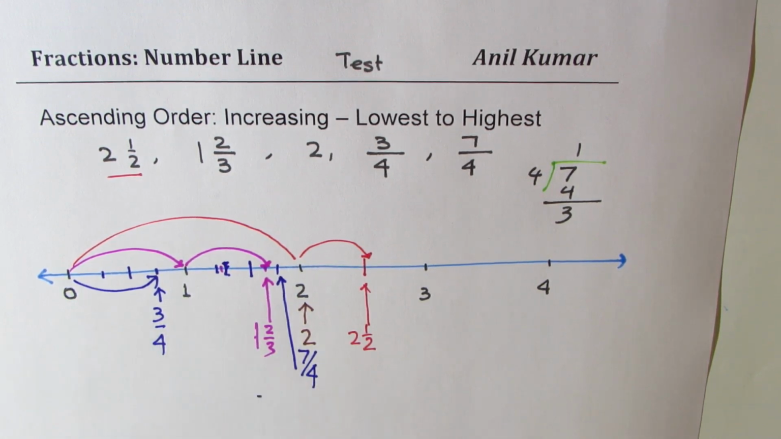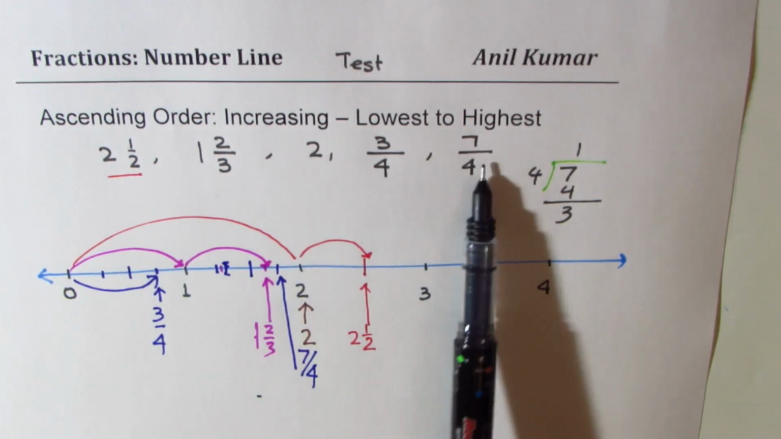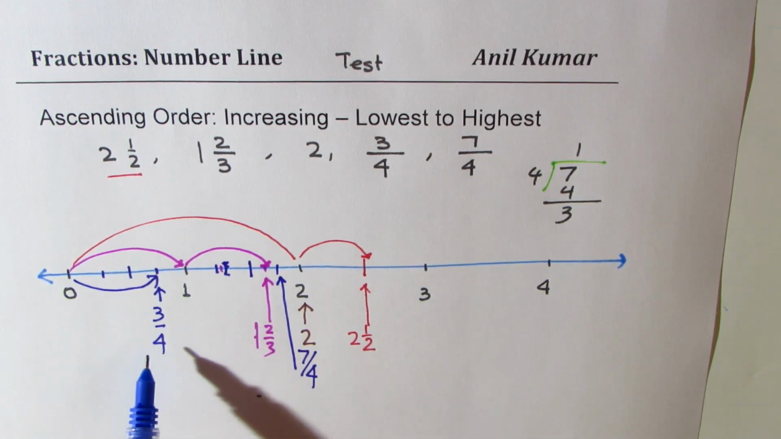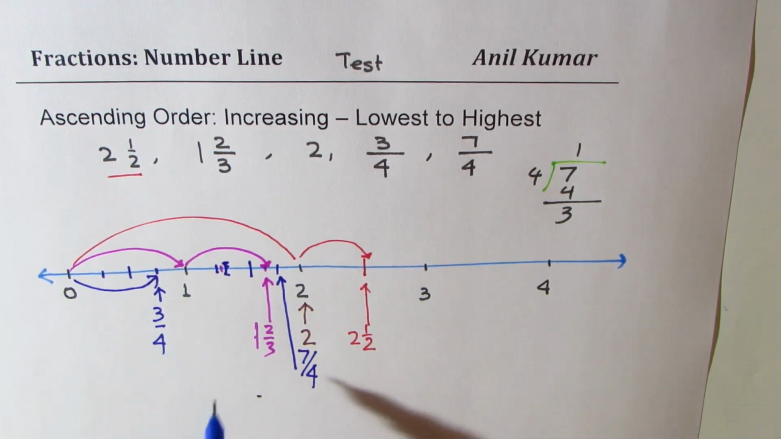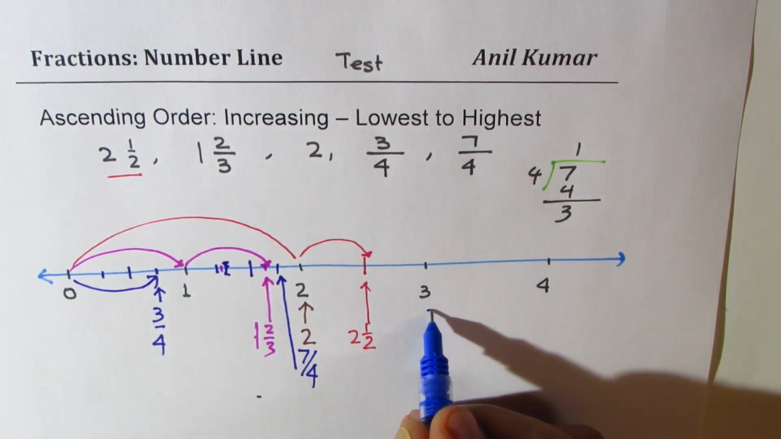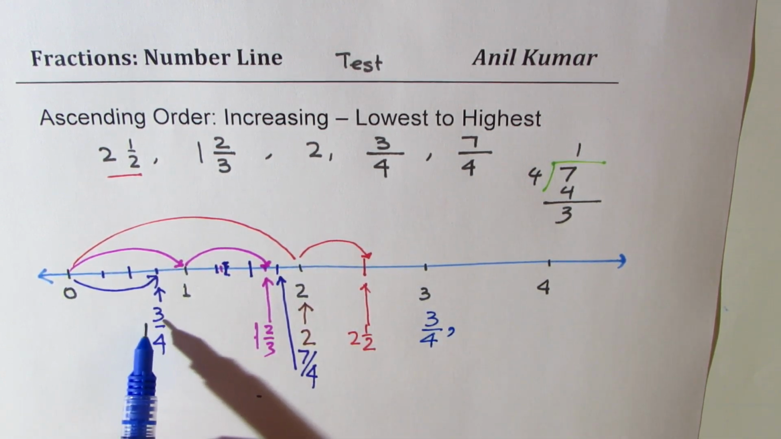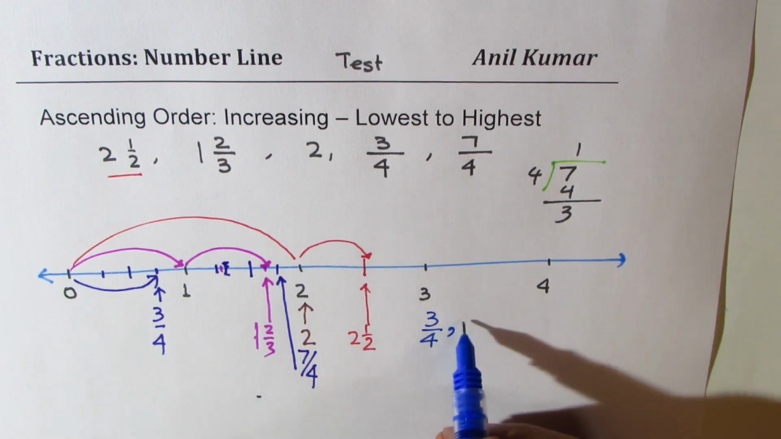Anyway, we have successfully represented all these numbers on a number line. Now, can you write them in ascending order? That means from lowest to highest, correct? So let's write down our answer. So the lowest number here is 3/4. So we get 3/4. The next number here is 1 2/3.